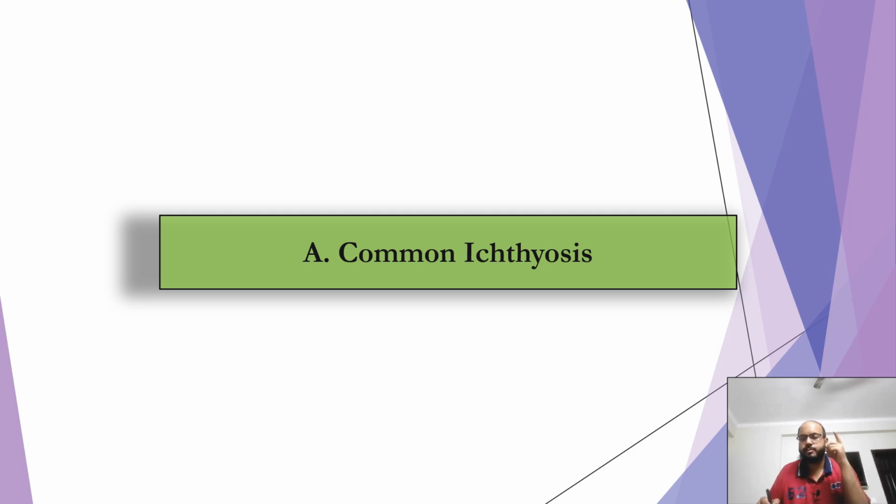We'll start with the first part of the lecture, which includes common ichthyosis and autosomal recessive congenital ichthyosis. Segment A is common ichthyosis. Now, common ichthyosis includes two ichthyoses, Ichthyosis vulgaris and X-linked recessive ichthyosis, or actually the new term is recessive X-linked ichthyosis. So let's move forward.